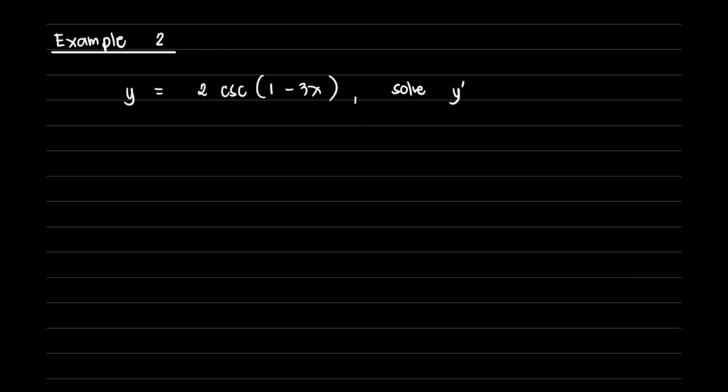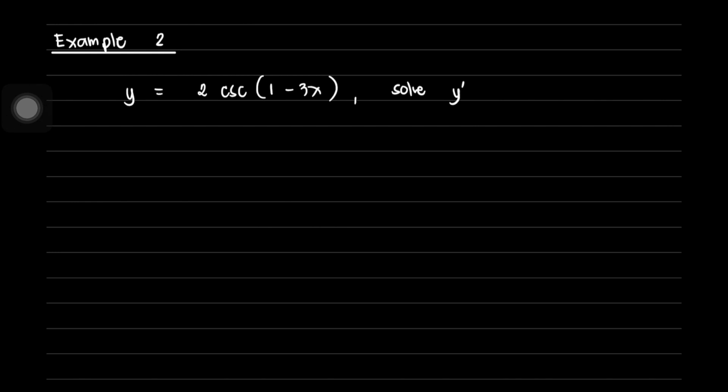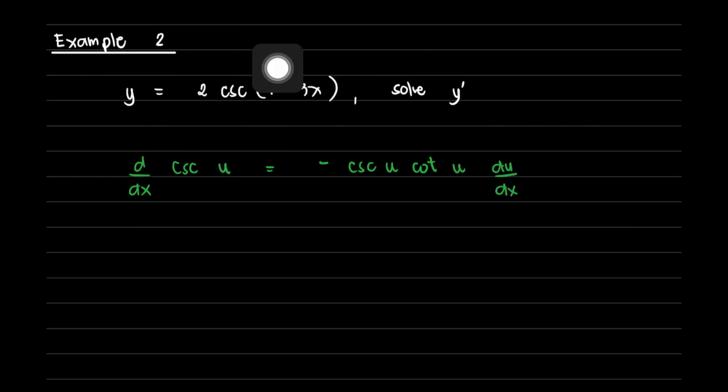Another example that we have in here, we are given y equals 2 cosecant of 1 minus 3x and solve for y prime. So in solving for y prime, the given function is in the form of cosecant of u. And solving for the derivative with respect to x of cosecant of u, then this is now equal to negative cosecant u multiplied by cotangent u multiplied by du over dx. U in this given would be 1 minus 3x. And this 2 here is a constant.